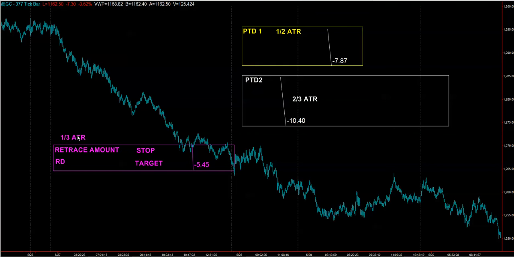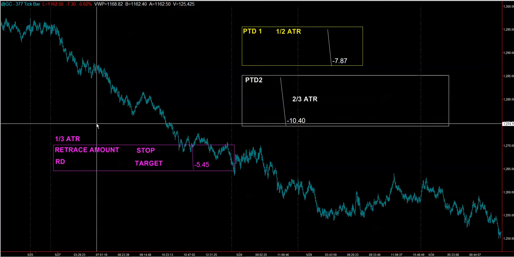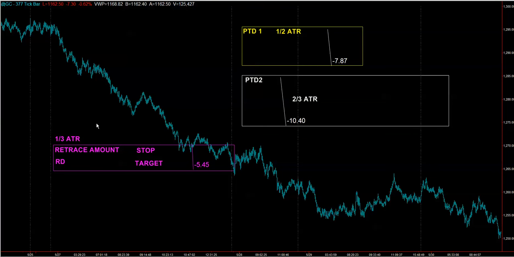And the third, fourth, fifth, and sixth measurement tool is 1/3 of an ATR, and that applies to the retrace amount, the redraw bar, the redraw permission to redraw, the stop, and the target. Those are all going to be measured using this tool. So let's pause.